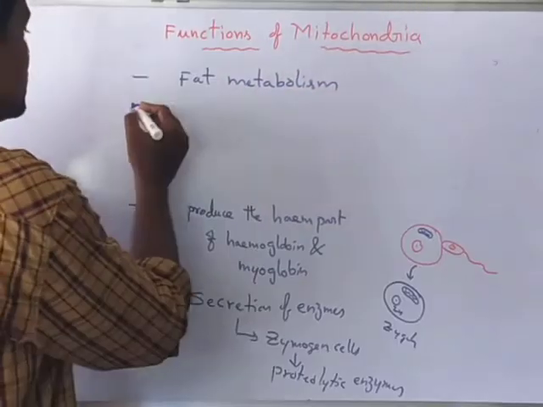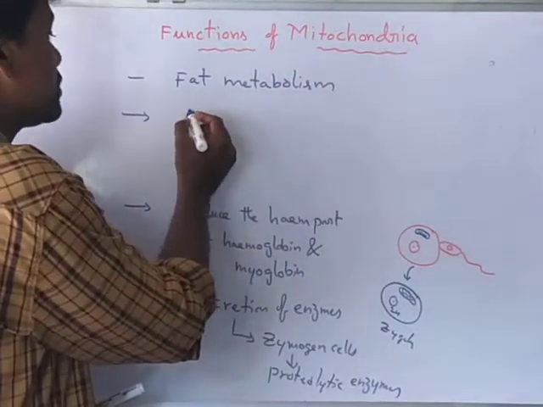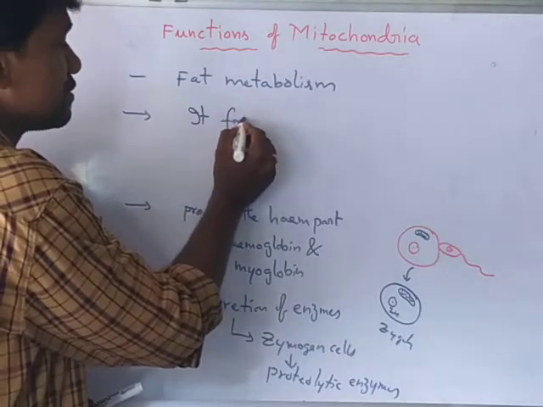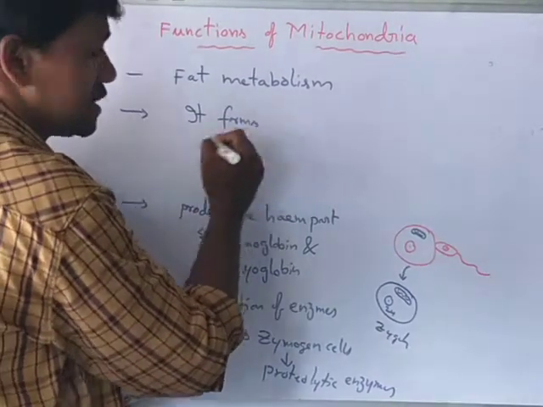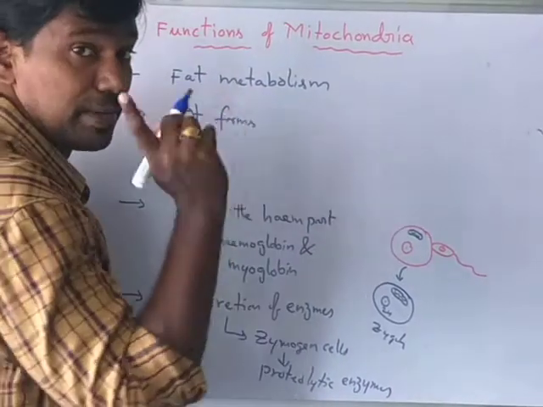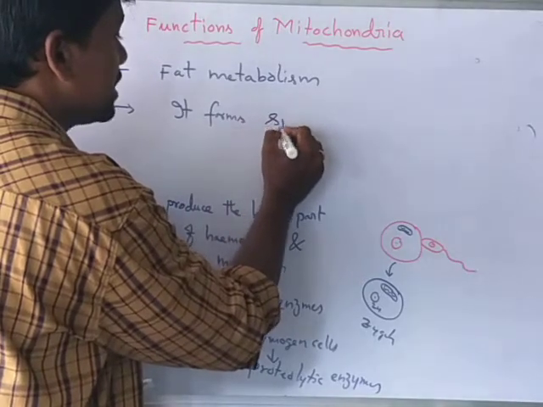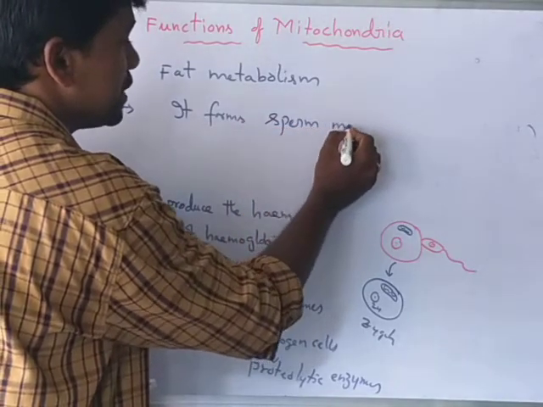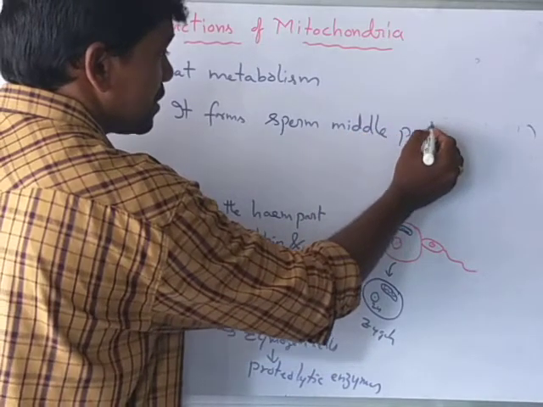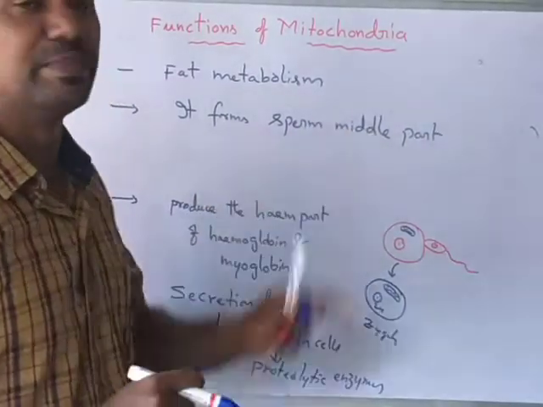Okay, right. There is another function: it forms the sperm middle part. Generally the mitochondrial membrane forms the sperm middle part. Okay, so the mitochondrial membrane forms the sperm middle part.